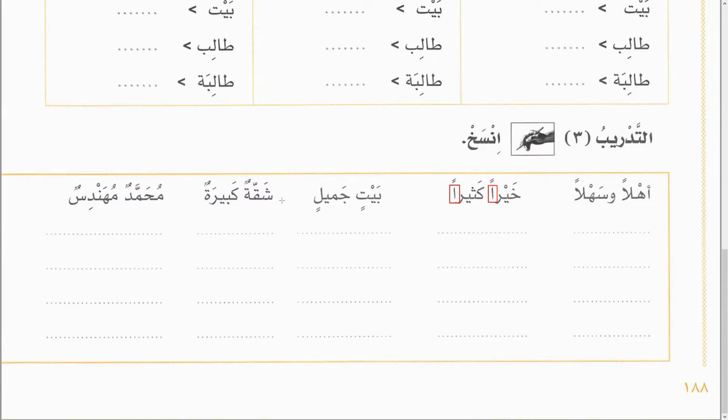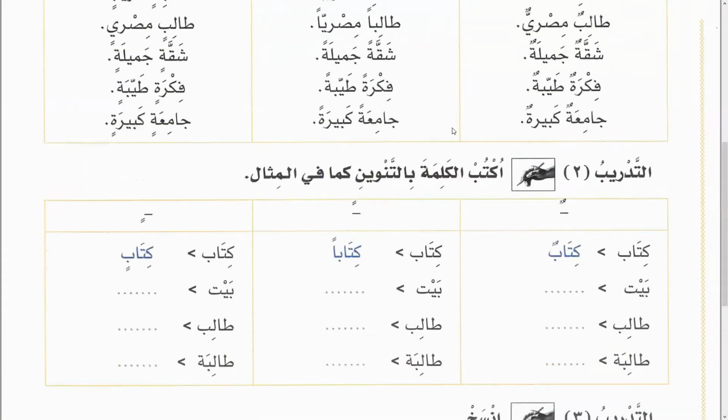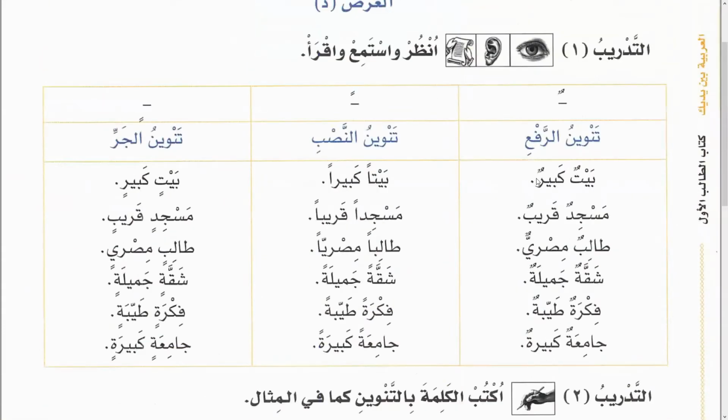That's it. Shaqqatun kabiratun, same thing. Shaqqatun, tanweenur raf. Muhammadun muhandisun, tanweenur raf. So please try to remember these names. Tanweenur raf, that is marfu. The word itself is marfu, but this tanween is called dammatain or tanweenur raf. Tanweenur nasb is two fathas; it makes the word mansub. Tanweenur jar makes the word majrur, with kasra.